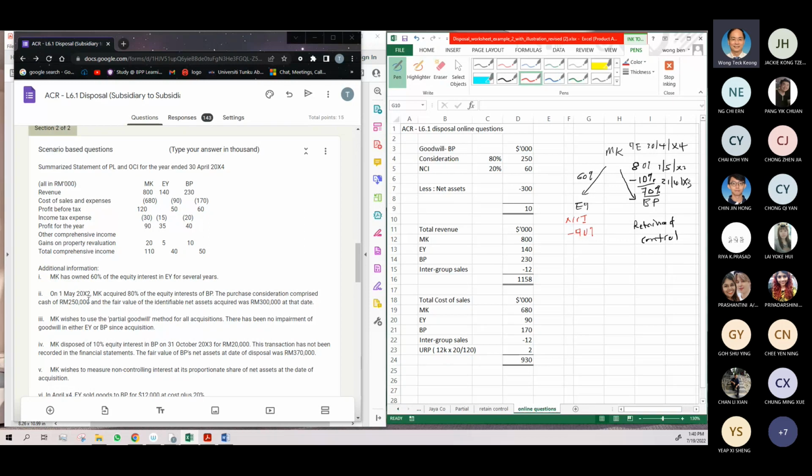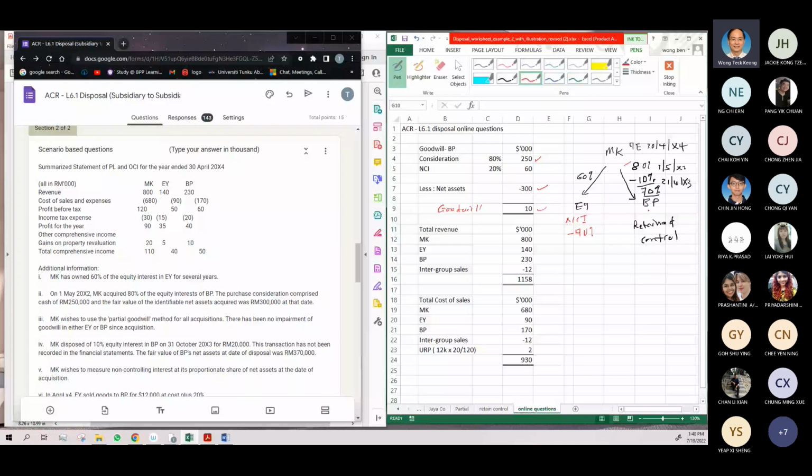Then on 1st May, MK acquires 80% of PP. The purchase consideration is 250, so you compute goodwill, and the fair value of net assets is 300. NCI proportion using partial goodwill: 20% of 300. So you have goodwill of 10. You must first compute the goodwill of PP.